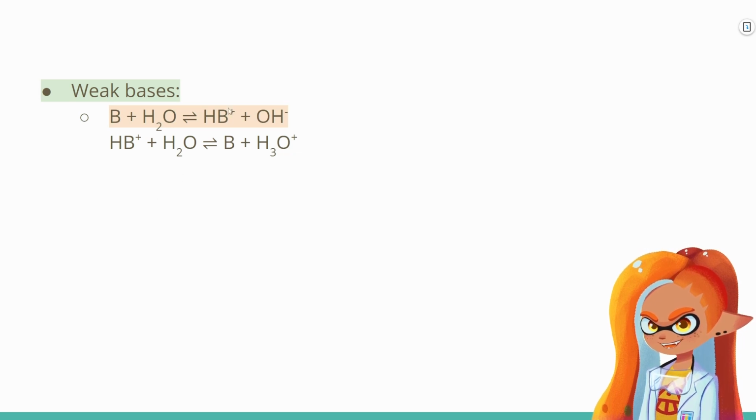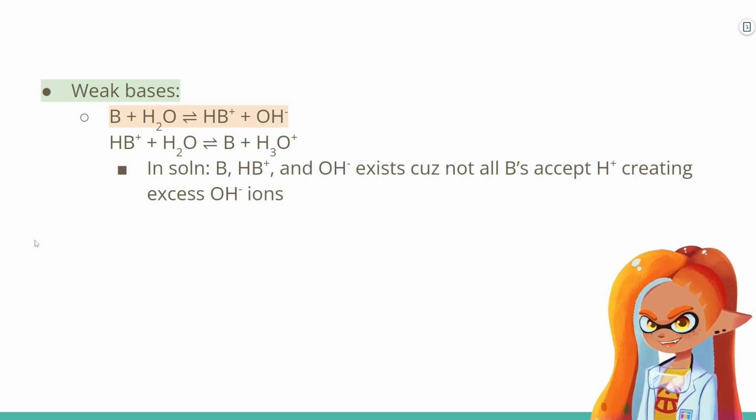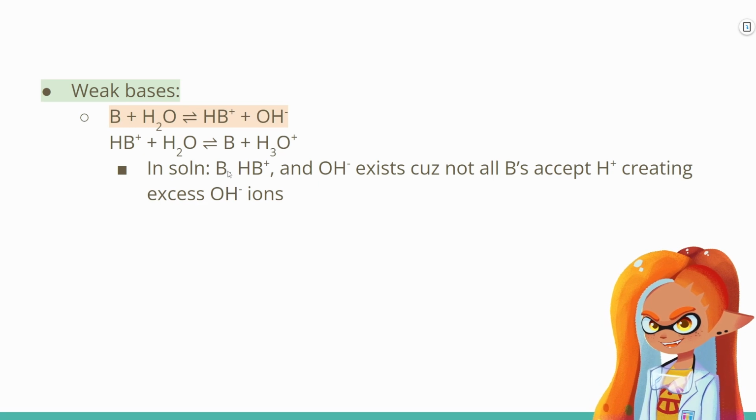And so as a reminder, the conjugate acid can act like an acid, so we could donate that H to water in solution, and so now we have the base and hydronium. So we have all those players, okay? So we have our base, we have our conjugate acid, and we have our hydroxide.